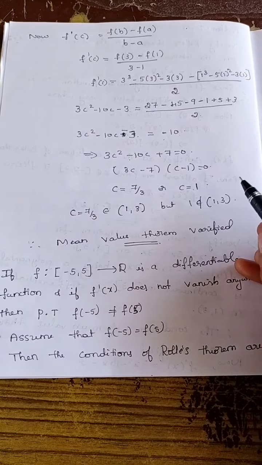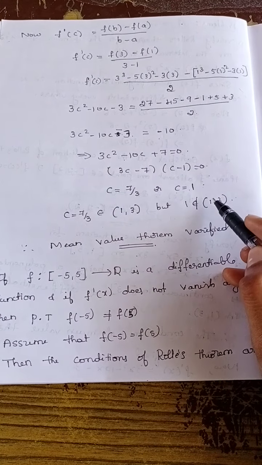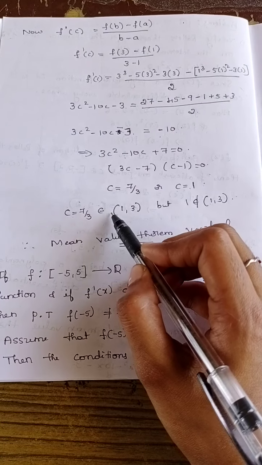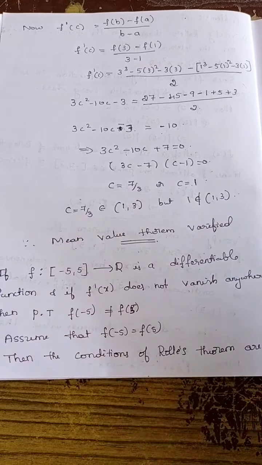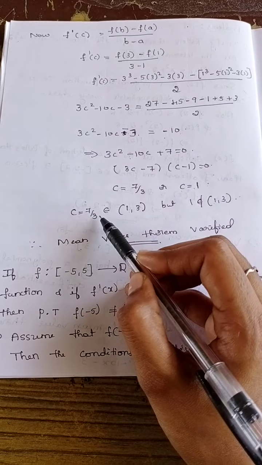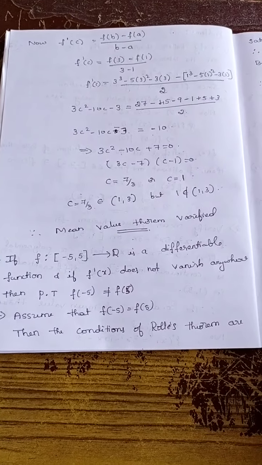But we know that our interval is the open interval (1, 3). 1 doesn't belong to the open interval (1, 3). Therefore, c is equal to 7 by 3, which belongs to the open interval (1, 3). Therefore, the mean value theorem is verified for c equal to 7 by 3 for the given function. Now come to the next problem.